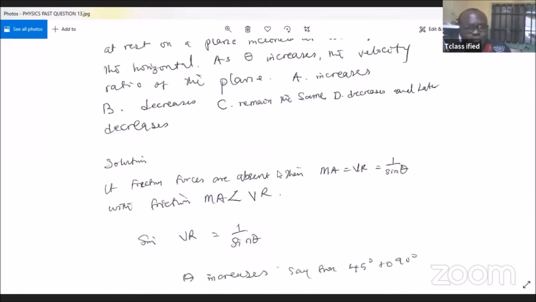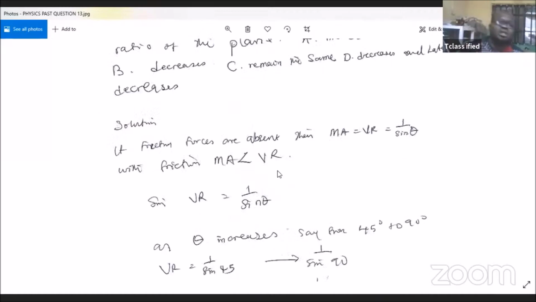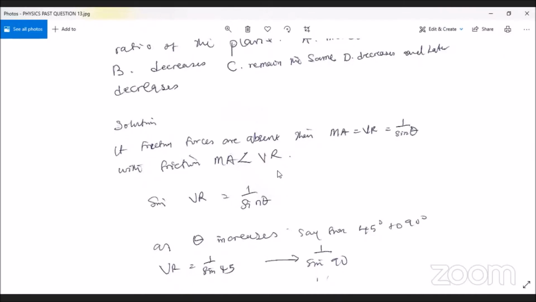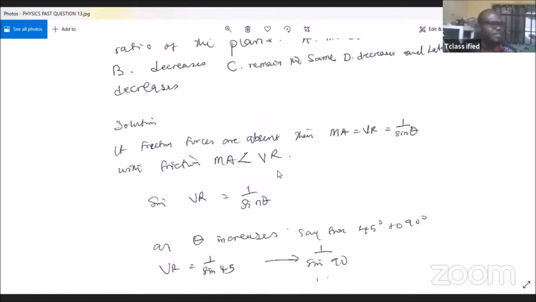Okay, solution. For the mechanical advantage and velocity ratio for an inclined plane, if the frictional force is absent, then the mechanical advantage is equal to the velocity ratio, and both of them are equal to 1 over sine of the angle of inclination, 1 over sine. But if there is actually friction, then the MA is less than the VR.